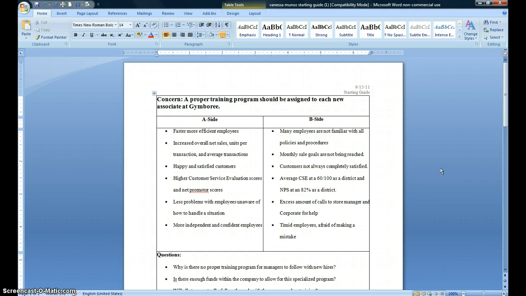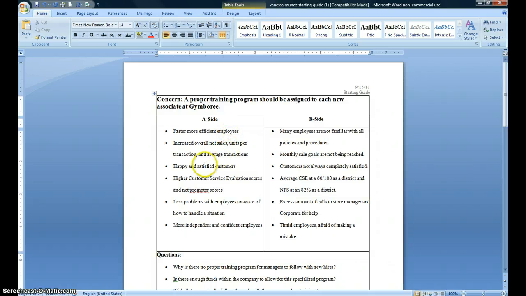Now I thought I'd take you through a couple of starting guides that I've done in other classes, recent classes. Here's a starting guide done by a student last year. It's a program, a proper training program should be assigned to each new associate at Gymboree. Now you'll look at this and you'll see that, is this really a concern or is it a solution? And one of the things I'm going to challenge you to do is to not think about solutions yet, but to think about problems. So first off, there's probably an issue here, and this was a first draft.